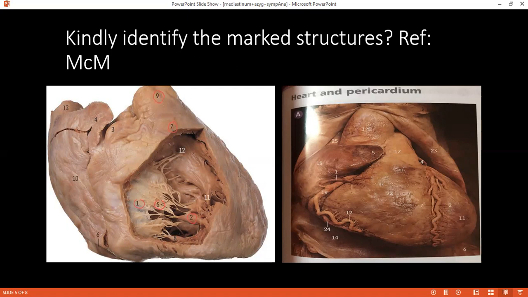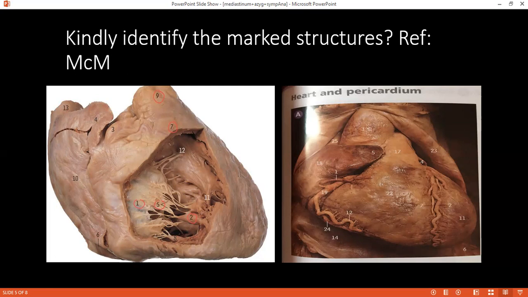Okay. Can you tell me what are the functions of chorda tendineae? Chorda tendineae has the function of keeping the valve tense and preventing prolapse of the valve. It connects with the papillary muscle and provides tension for the valve.